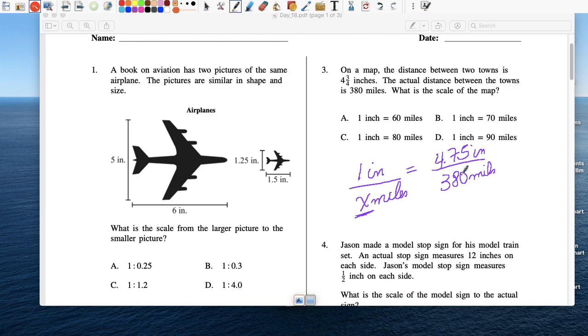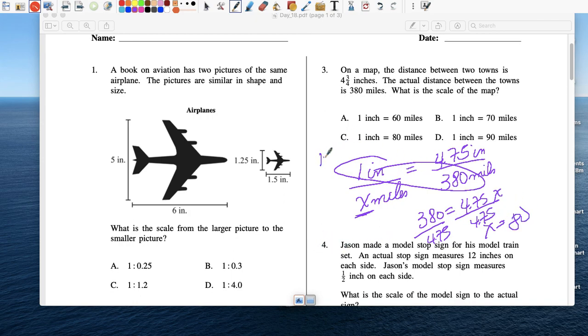So we can cross multiply. That's 380 equals 4.75x. Divide both sides by 4.75. And x equals, and I didn't bring my calculator to my vacation, 80. So every inch on this map equals 80 miles in real life. So the answer to 3 is C.